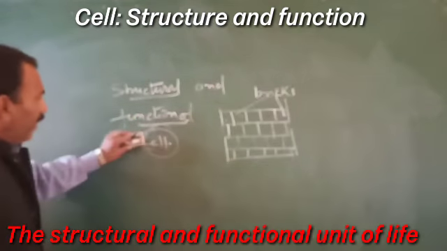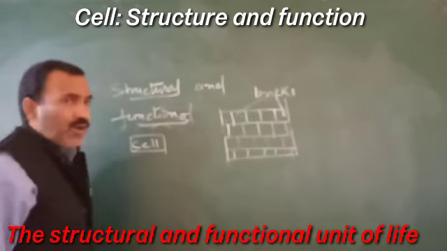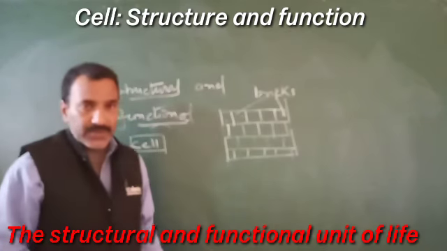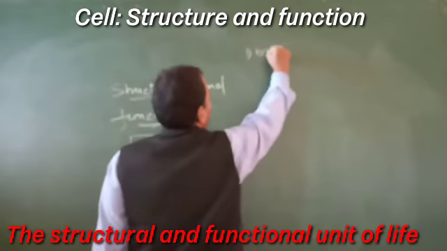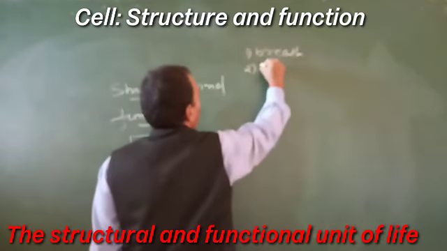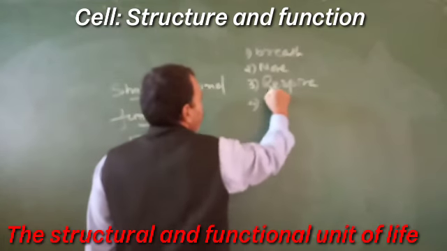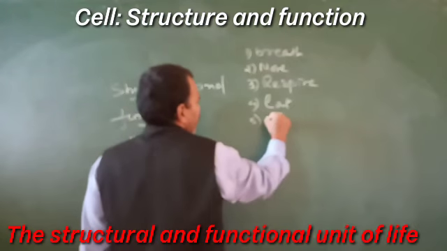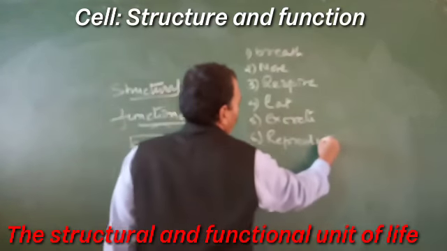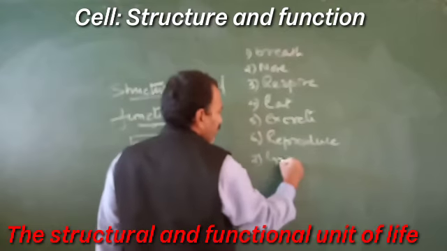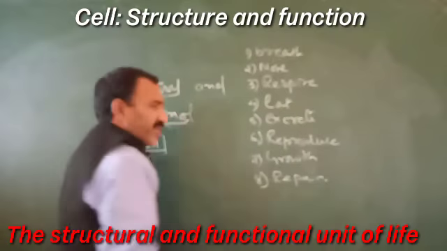Now, why are they called the functional unit of life? They are called the functional unit of life because each and every cell is able to perform all the living functions which a living body performs. That means, why are we called living? Because we breathe, we move or locomote, we respire, we feed, we excrete, we reproduce, our body gets wounded, damaged, and grows. So these are all the functions which a living body performs.